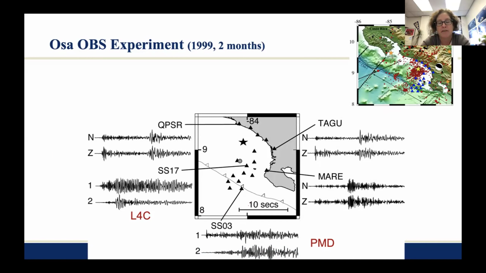Here's just a couple of waveforms off of OSA. If you look, SS17 was one of these L4C sensors. Why I got away with only showing 2 out of 3 channels in my dissertation, I cannot remember. Similarly, there's a nice local earthquake recorded on the bottom of this slide on the PMD sensor, right? So it's really nice data.